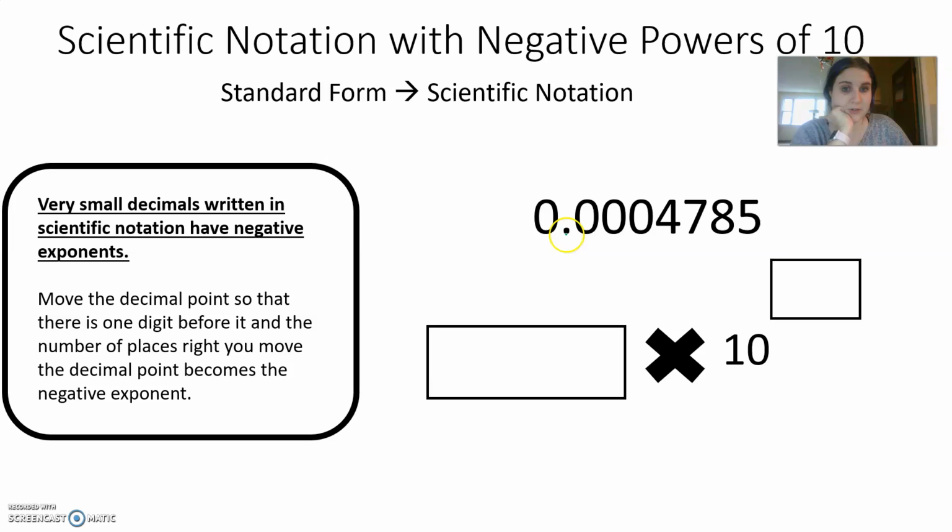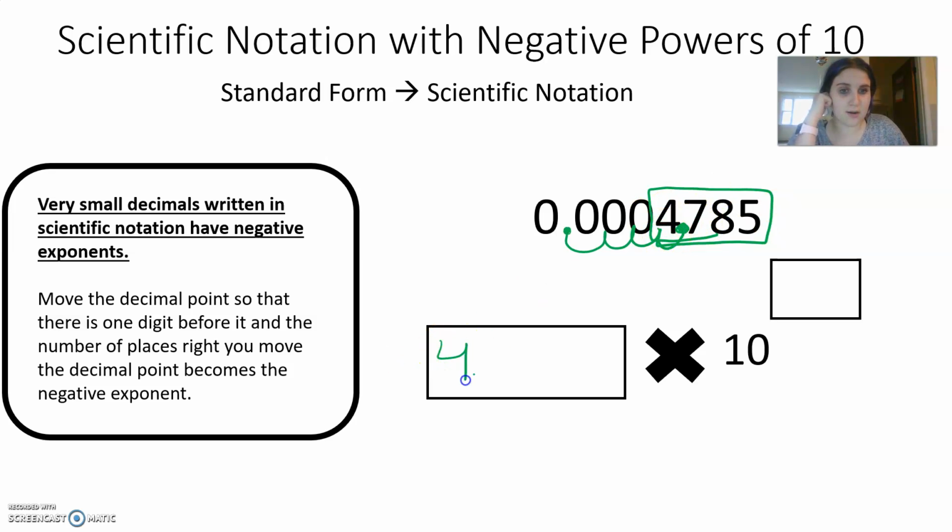So for this number, 0.000478, it's a really small decimal number, and we're going to write it in scientific notation. So start at the decimal point and move it until you are one place after the first digit, like this. 1, 2, 3, 4. So I'm after the first digit, and that's where the new decimal point is. So with this new decimal point, I would take all the numbers that are left, and that becomes my new decimal.